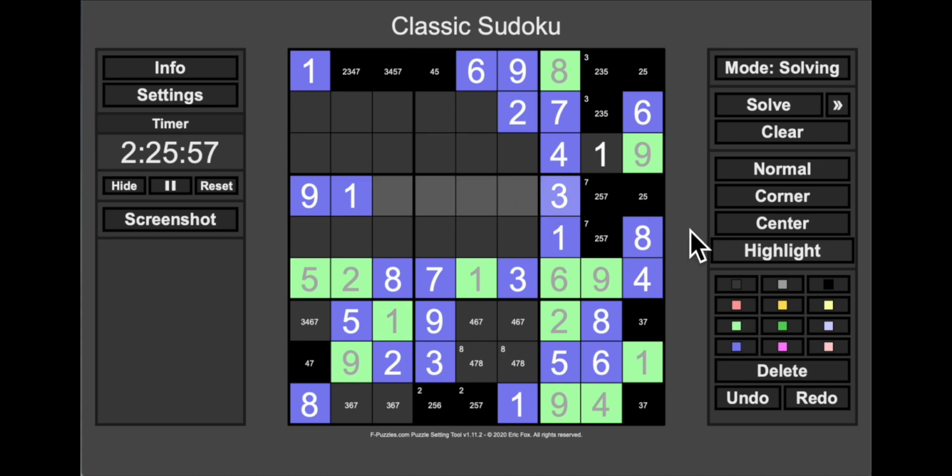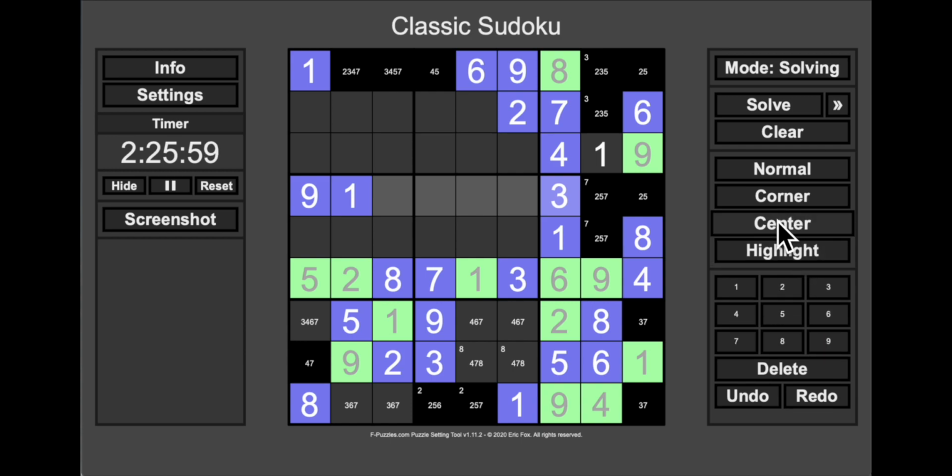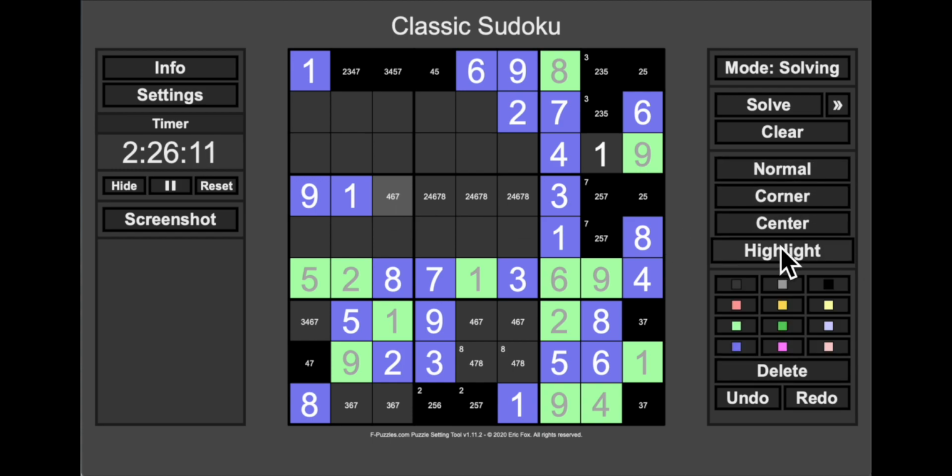Let's see, 1, 3, 9 are in here, right? So I got 2, 4, 6, 7, 8 left to place. This is not 2 or 8. It's 4, 6, or 7. I'm semi-confident of that. This is not 7.